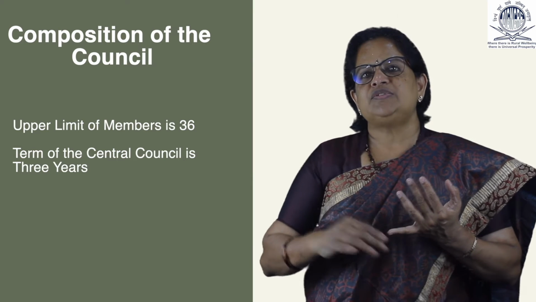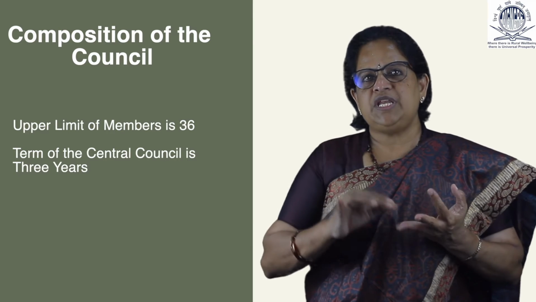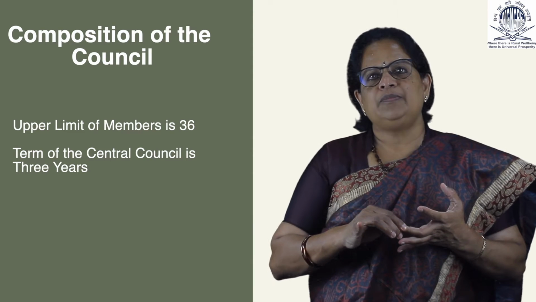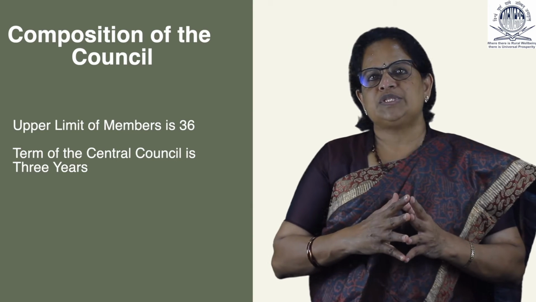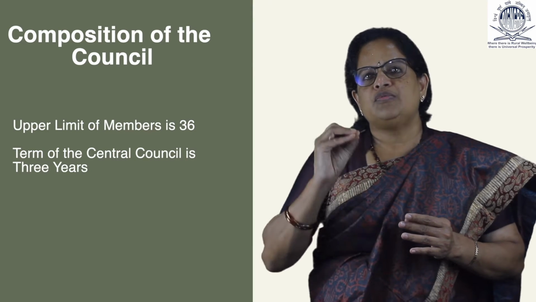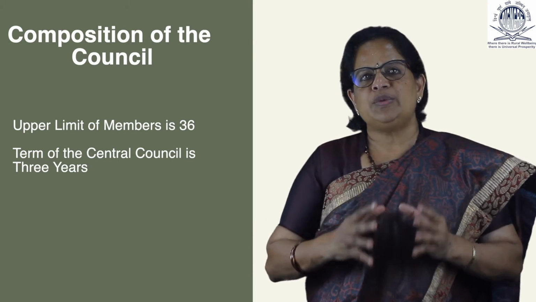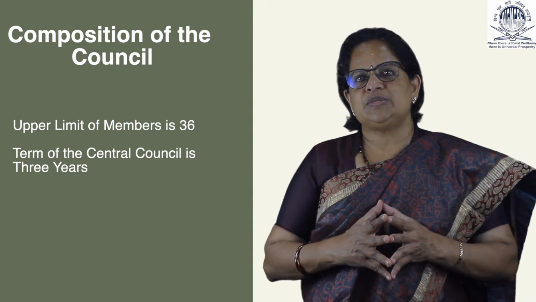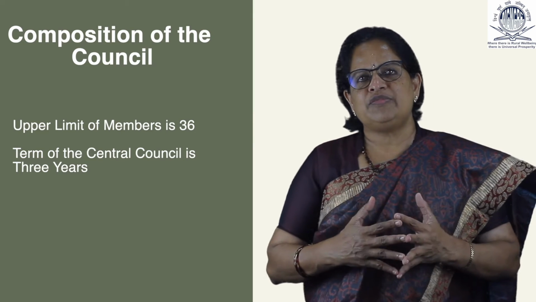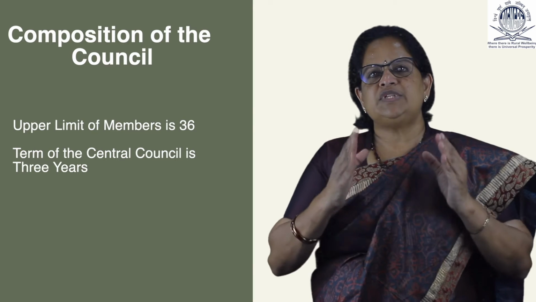Again, 5 representatives of consumer organizations, consumer activists, research and training organizations, academicians, farmers, trade or industry. This also not exceeding 5 members, 1 from each of the regions specified in Schedule 1, of whom at least 1 will be a woman. Next, the secretaries in charge of consumer affairs in the states, not exceeding 3 members, to be nominated by the central government. Again, the secretary in charge of consumer affairs in the central government shall be the member Secretary of the Central Council.